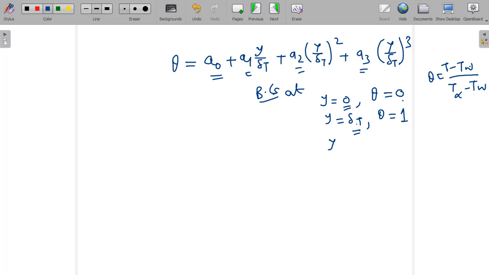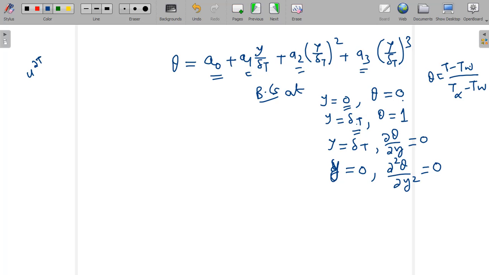At y is equal to delta t, the slope is also 0. Del theta del y is 0, which is quite obvious because there is no velocity gradient after the edge. And the last boundary condition we can write is that at y is equal to 0, del 2 theta del y2 is equal to 0, and that will be obtained from the equation u del T del x plus v del T del y is equal to alpha del 2T del y2. Okay, so this is the thermal boundary layer equation.